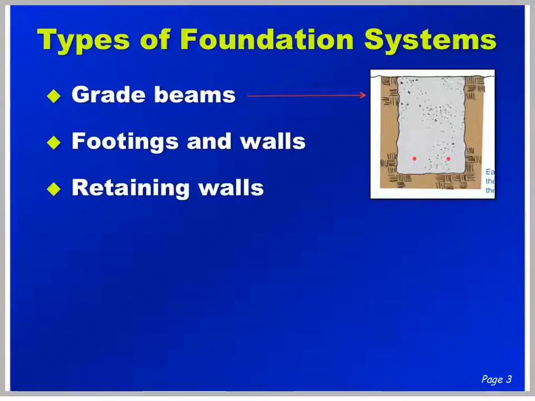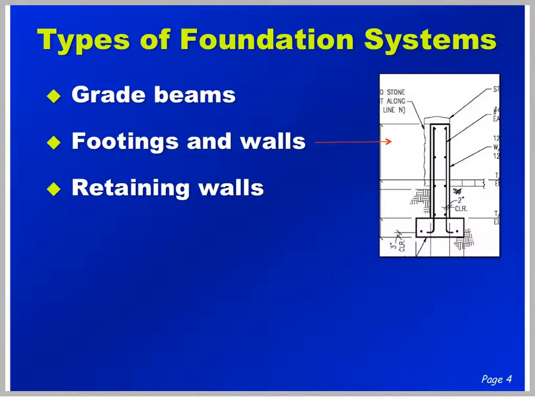The first would be a grade beam. It is trenched and earthen formed, and usually very little other formwork will be needed at the top. And then the concrete is poured in it like that. Next would be a wall and footing, the footing providing the final earthen support.